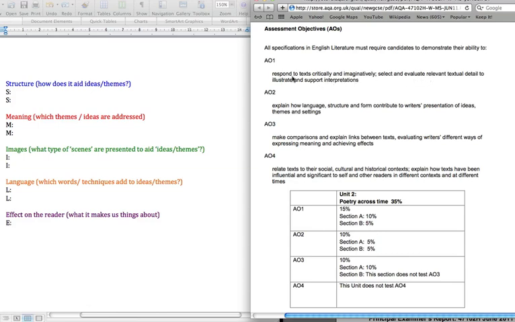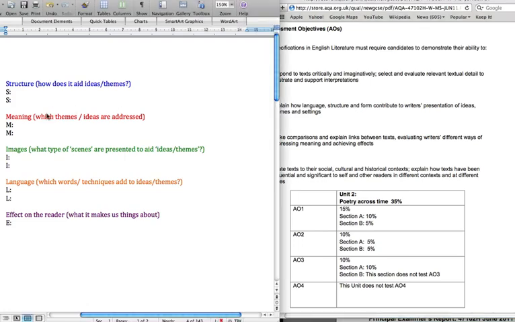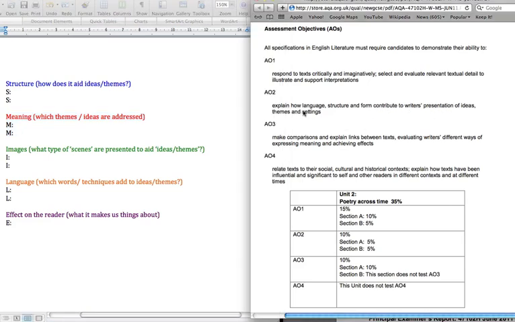So this is the PE of that whole PE or PEA thing. This is your point and your evidence. That's the skill there, being able to do that. Now AO2 is explain how language, structure and form contribute to the writer's presentation of ideas, themes and settings. So the main thing for SMILE, as I just mentioned, was meaning. Okay, so here it says how they contribute to the writer's presentation of ideas, themes and settings.